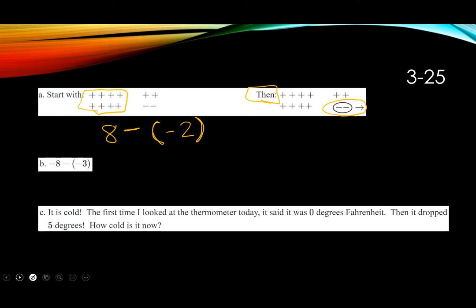And that would leave me with my 8 positive tiles and my 2 other positive tiles. So it would equal positive 10. And if we want to think about this as an addition statement, it would read as 8 plus positive 2, right? You could change the sign here, but it wants it as a negative expression. So we're going to do 8 minus negative 2 gives us positive 10.